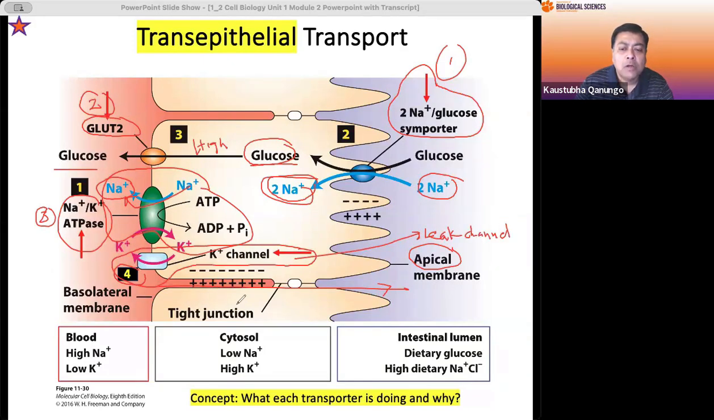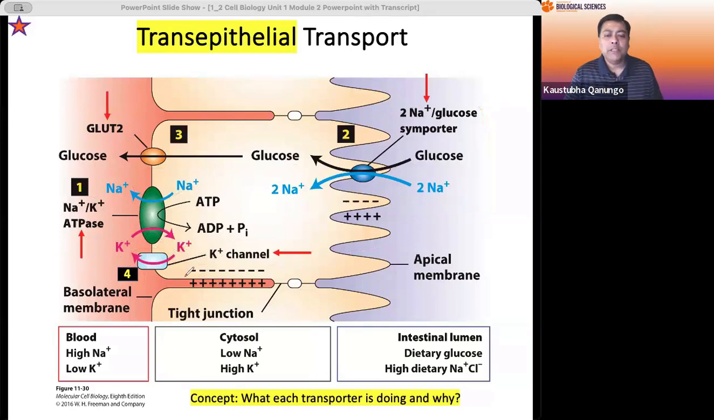The cell constantly has a tendency to leak potassium from inside the cell to the outside. And this helps in maintaining the inside negative charge of the cell. And all the leaked potassium that is leaving, the sodium potassium pump actually brings back inside the cell while pumping the sodium out.